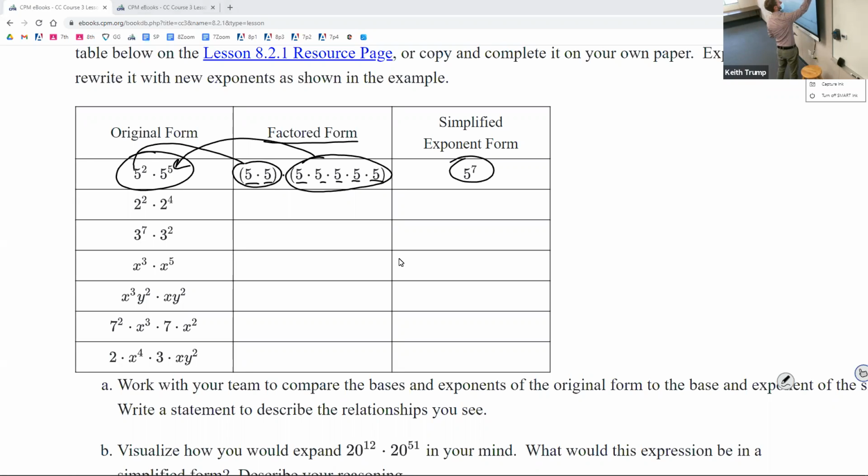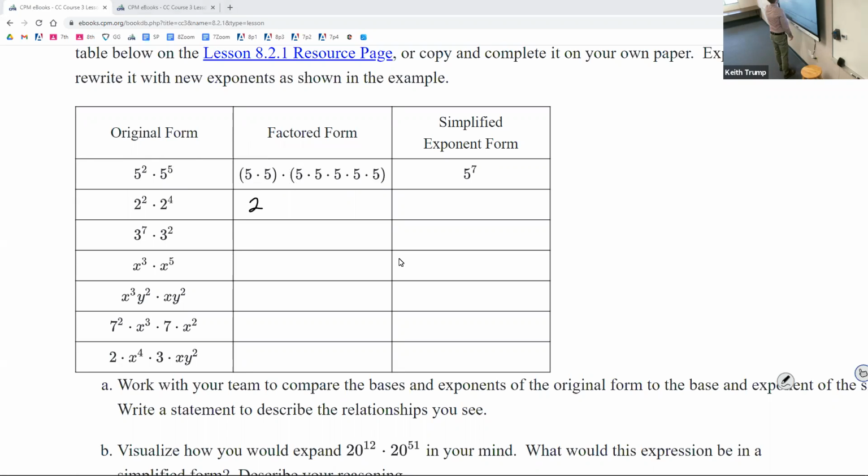Similarly, with 2 squared times 2 to the 4th, I would have 2 times 2 times 2 times 2 times 2 times 2. Add all of those up, you get 2 to the 6th, okay? This also works for variables. So I can have x to the 3rd and x to the 5th, 1, 2, 3, 4, 5. Add all of those up and I get x to the 8th. And you can see that the pattern is when the numbers here are the same, you can actually add the exponents together to get the simplified exponent form, okay?